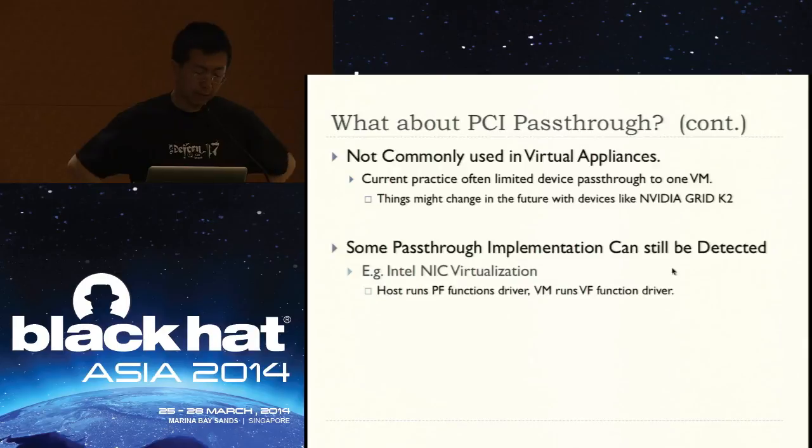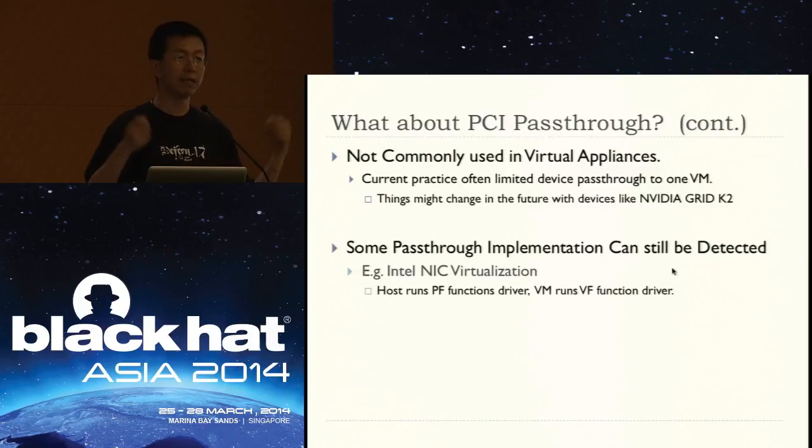However, based on our current knowledge, first, there's no practical product we can access. NVIDIA has a product announcement, a device called Grid K2. Supposedly, this is one graphic card that you physically plug in, and then they can expose multiple PCI pass-through graphic cards to multiple VMs. And so far we haven't accessed that.